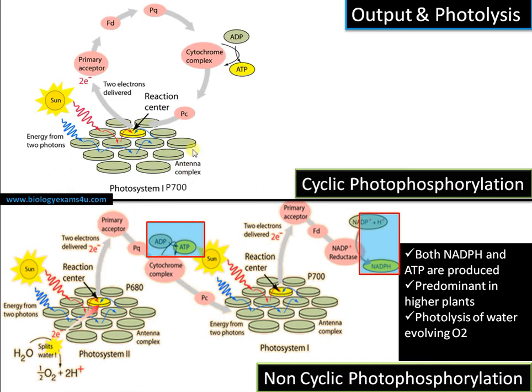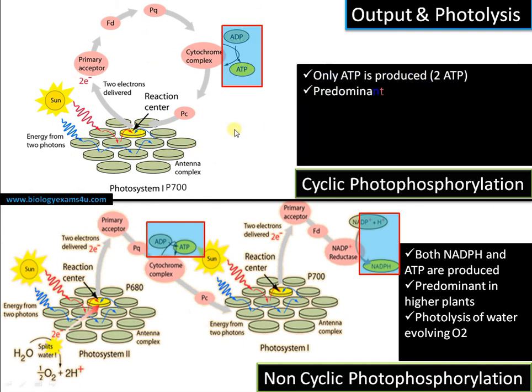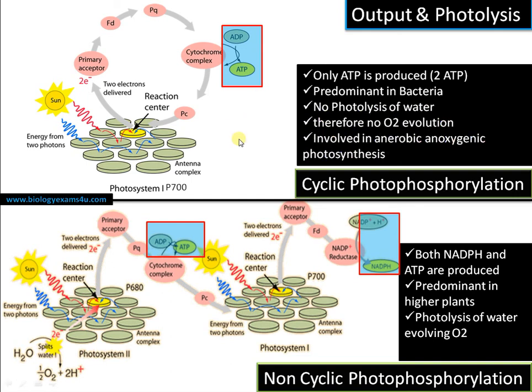Whereas in cyclic photophosphorylation, only ATP is synthesized. 2 ATP is produced. It is predominant in bacteria. There is no photolysis of water as electrons are returning back to PS1. There is no evolution of oxygen, therefore it is involved in anaerobic anoxygenic photosynthesis. When there is shortage of NADP+, this cyclic photophosphorylation is preferred even in higher plants.